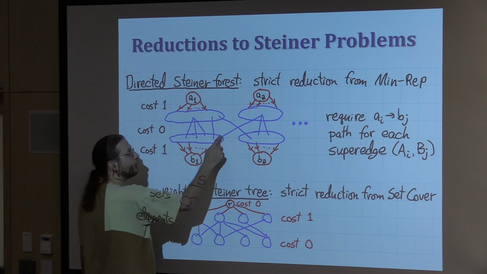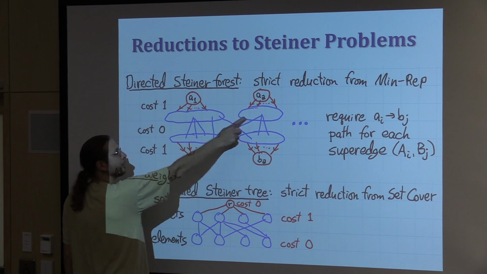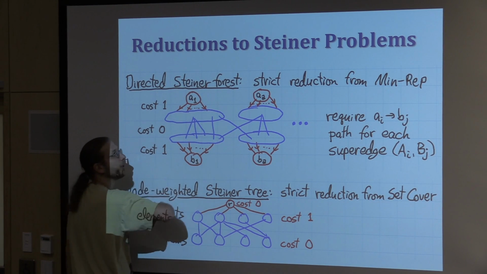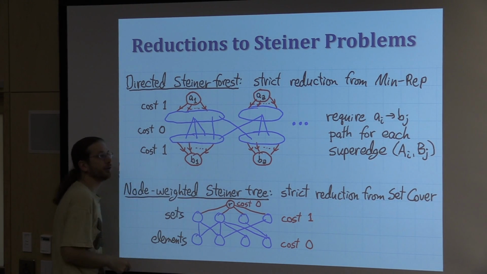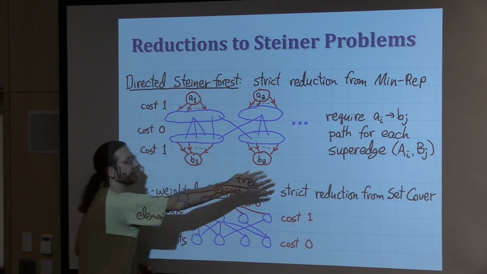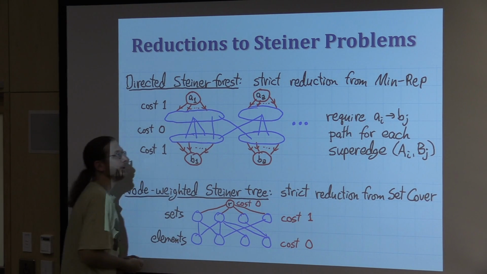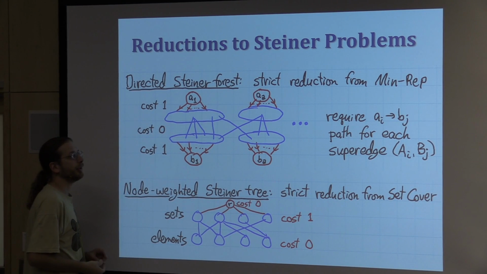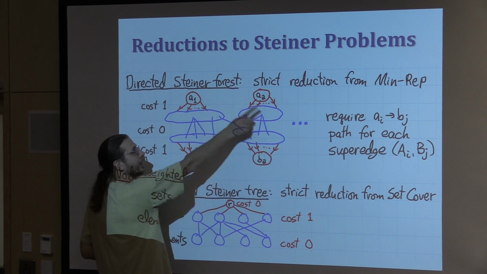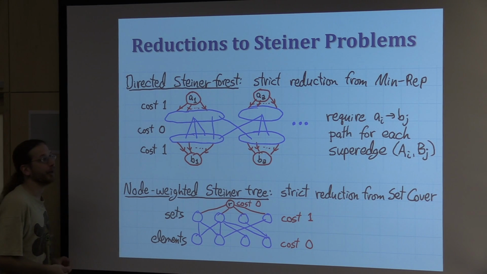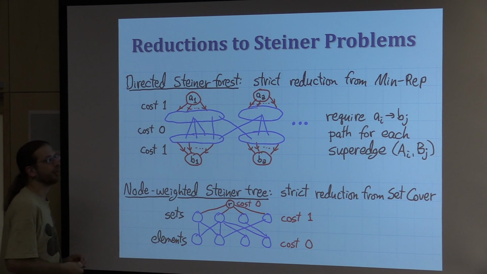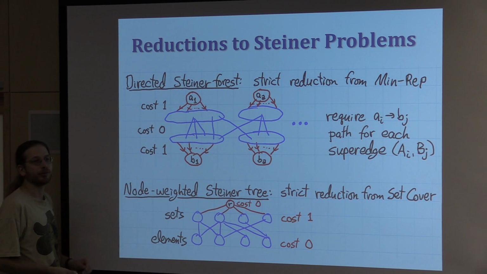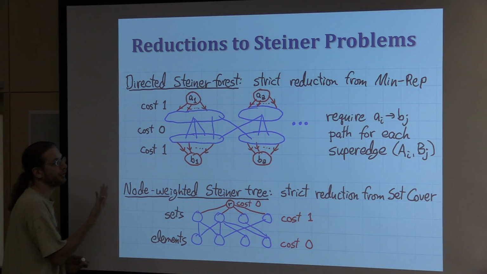And whenever there's a super edge from, say, capital A2 to capital B1, then in my directed Steiner forest problem, I want a path from little a2 to little b1. So in general, whenever there's a super edge, I add that constraint. And then any solution to directed Steiner forest will exactly be a solution to min rep. You're just forcing the addition of the a_i's and b_i's. But it's, again, an L-reduction. You're just offsetting by a fixed additive amount, so your gap to opt will be the same. And so you get that this problem is just as hard as min rep.